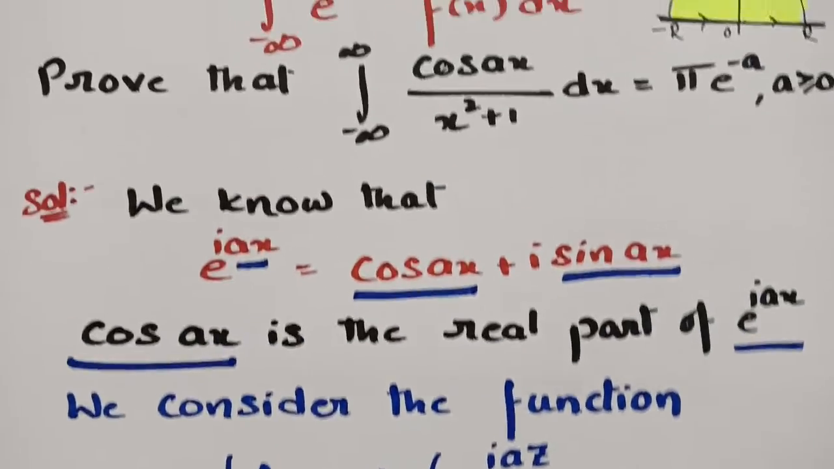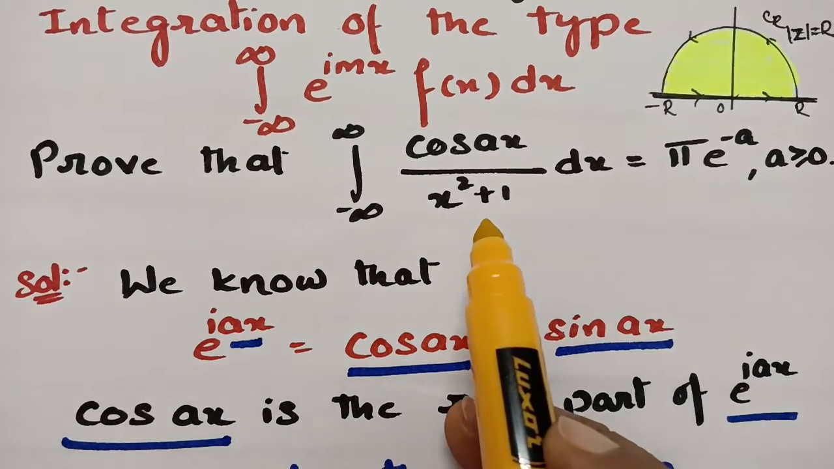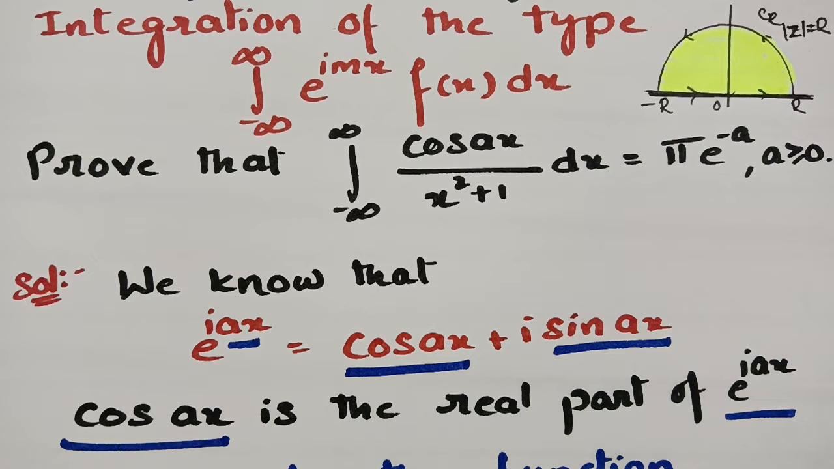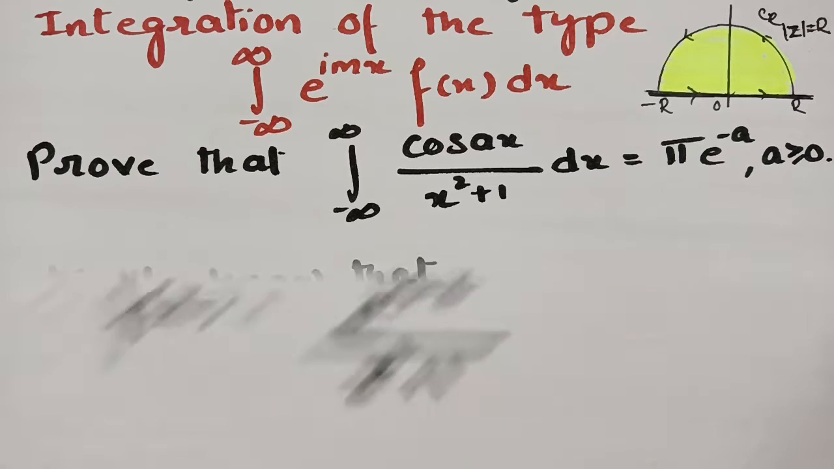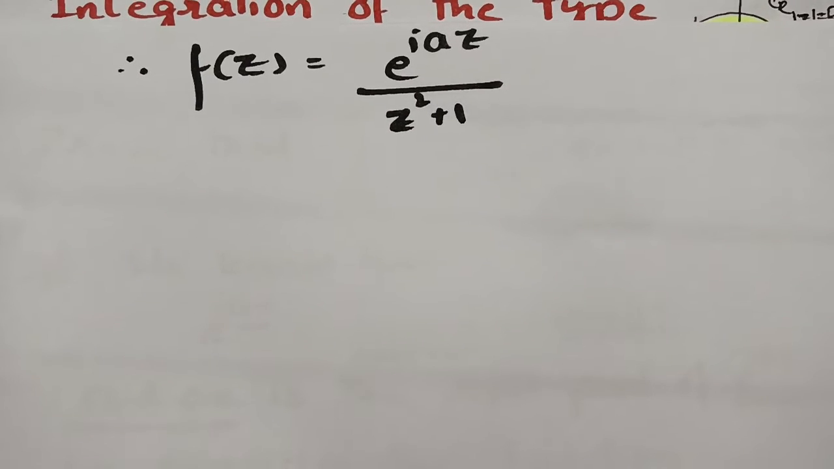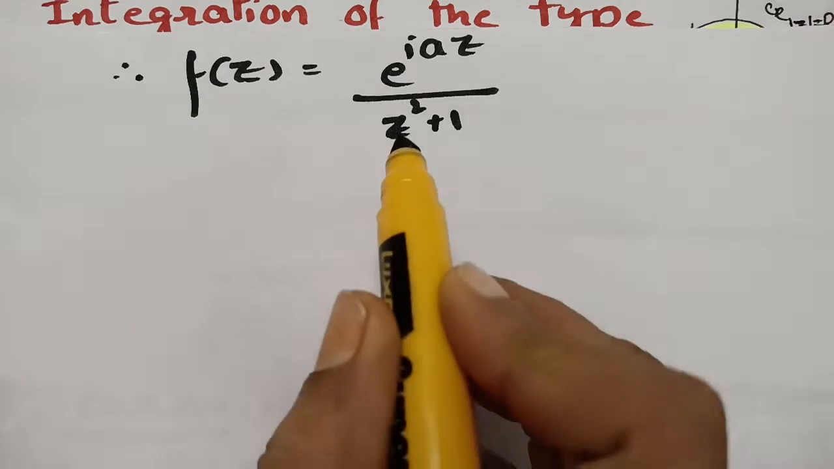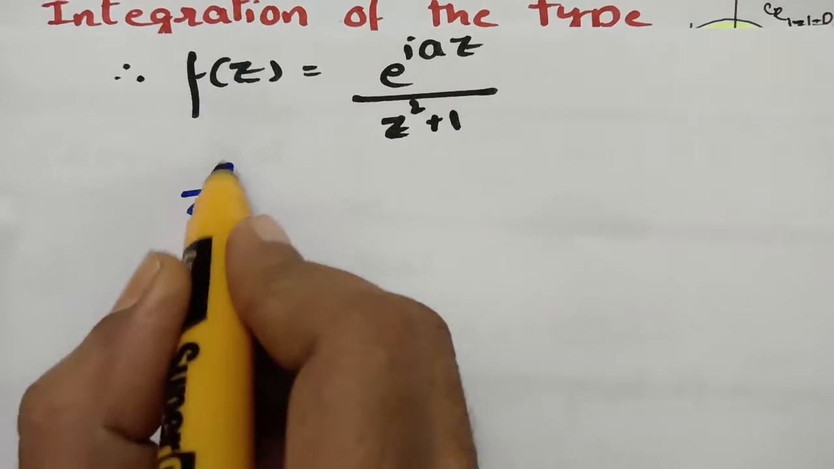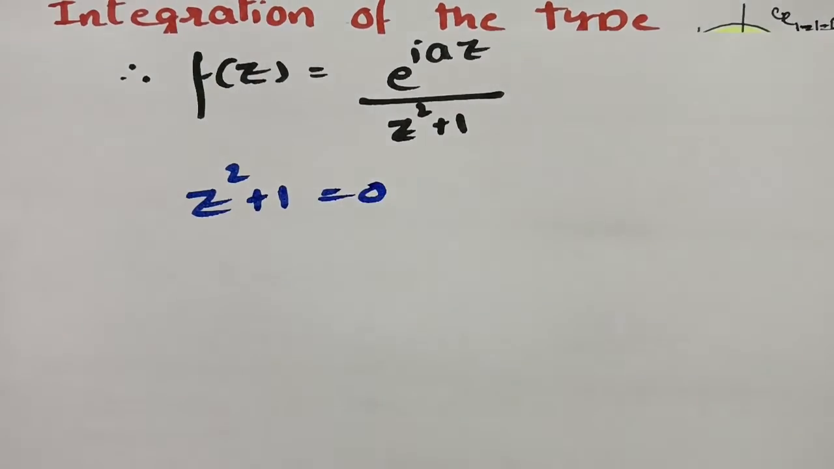Now what do we have to do? In order to solve this, we first have to find the poles. How do we find the poles? Here is the function. To find the poles, we have to equate the denominator to 0. What is the denominator here? This is z squared plus 1 equal to 0.